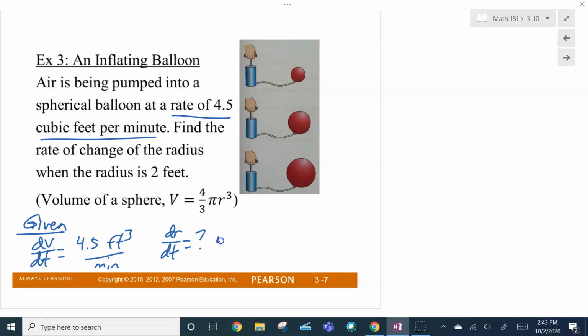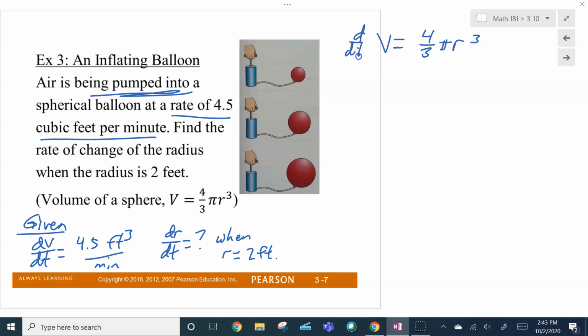When the radius is 2 feet. So how fast is the radius changing at the moment that the radius is 2 feet, right at that moment? Because air is being pumped into this balloon at 4.5 cubic feet per minute. Okay, so again, we've got to have that formula.